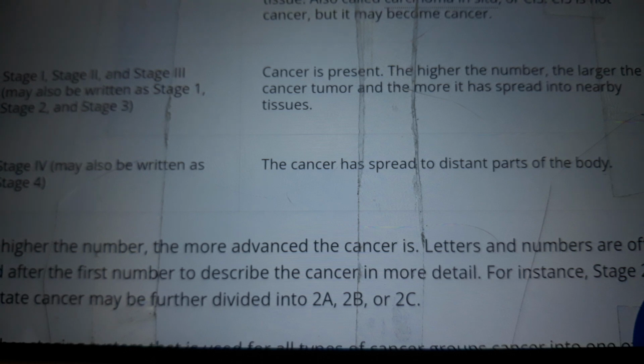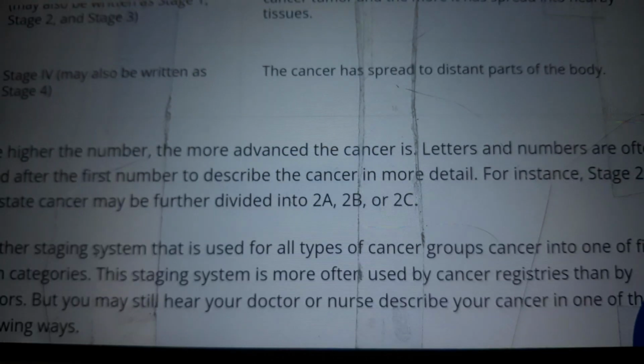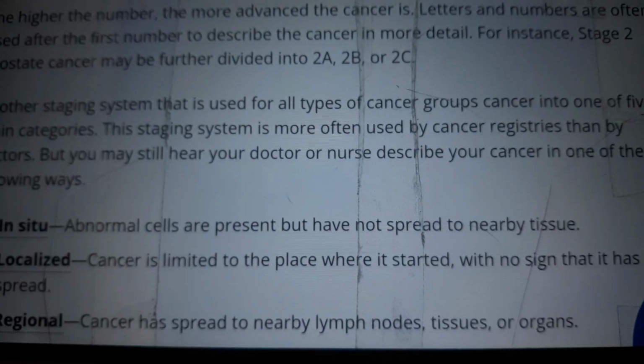Could become, right? Stage 1, stage 2, and stage 3 may also be written as stage I, stage II, and stage III. Cancer is present; the higher the number, the larger the cancer tumor and the more it has spread into nearby tissues. Stage 4 may also be written as stage 4 in numerals and in Roman numerals. The cancer has spread to distant parts of the body. The higher the number, the more advanced the cancer is. Letters and numbers are often used after the first number to describe the cancer in more detail. For instance, stage 2 prostate cancer may be further divided into 2A, 2B, and 2C.